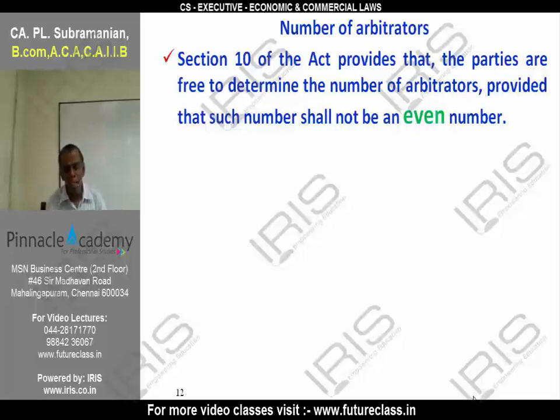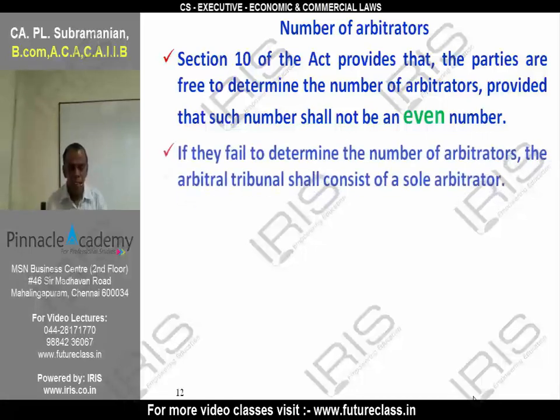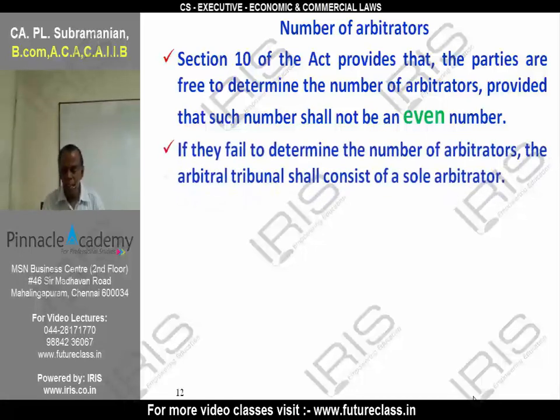Why does it have to be not even? Because then each one decides differently. Then there will be no end to it. So a third person has to be there, or only one person has to be there, or 5 persons, something like that. It is possible. If they fail to determine the number of arbitrators, the tribunal shall consist of a sole arbitrator. So they have a dispute.